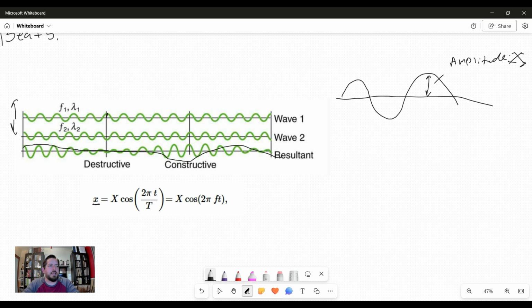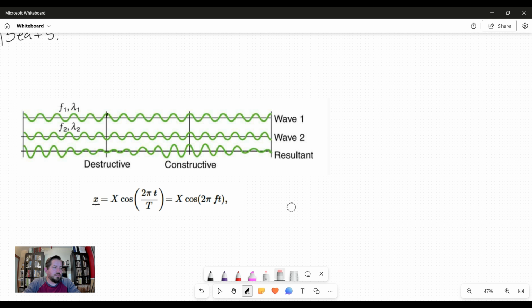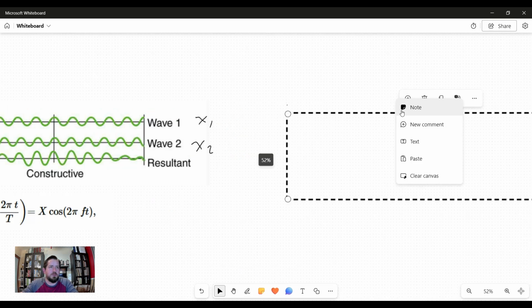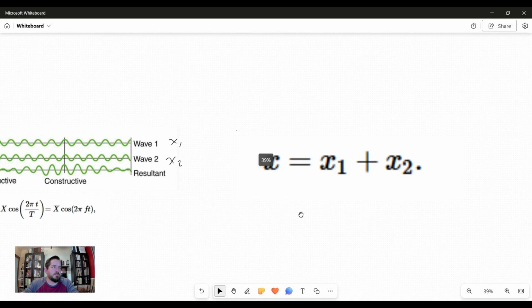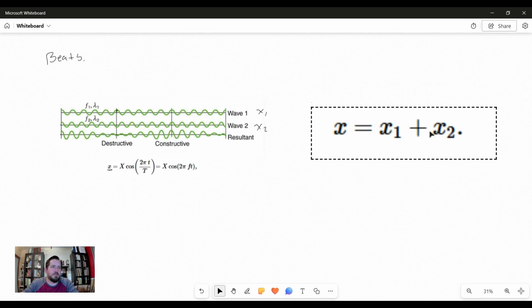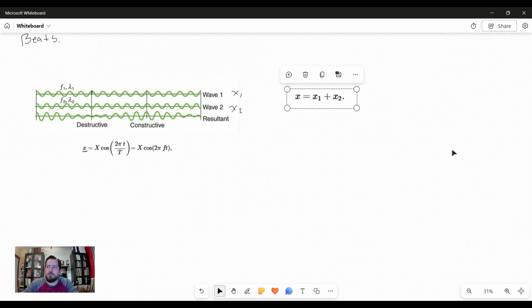But if I add, say, these two waves together, let's call this x1 and x2. If I want to add x1 and x2 together and just call it some other x, then I can, and this is just the two.